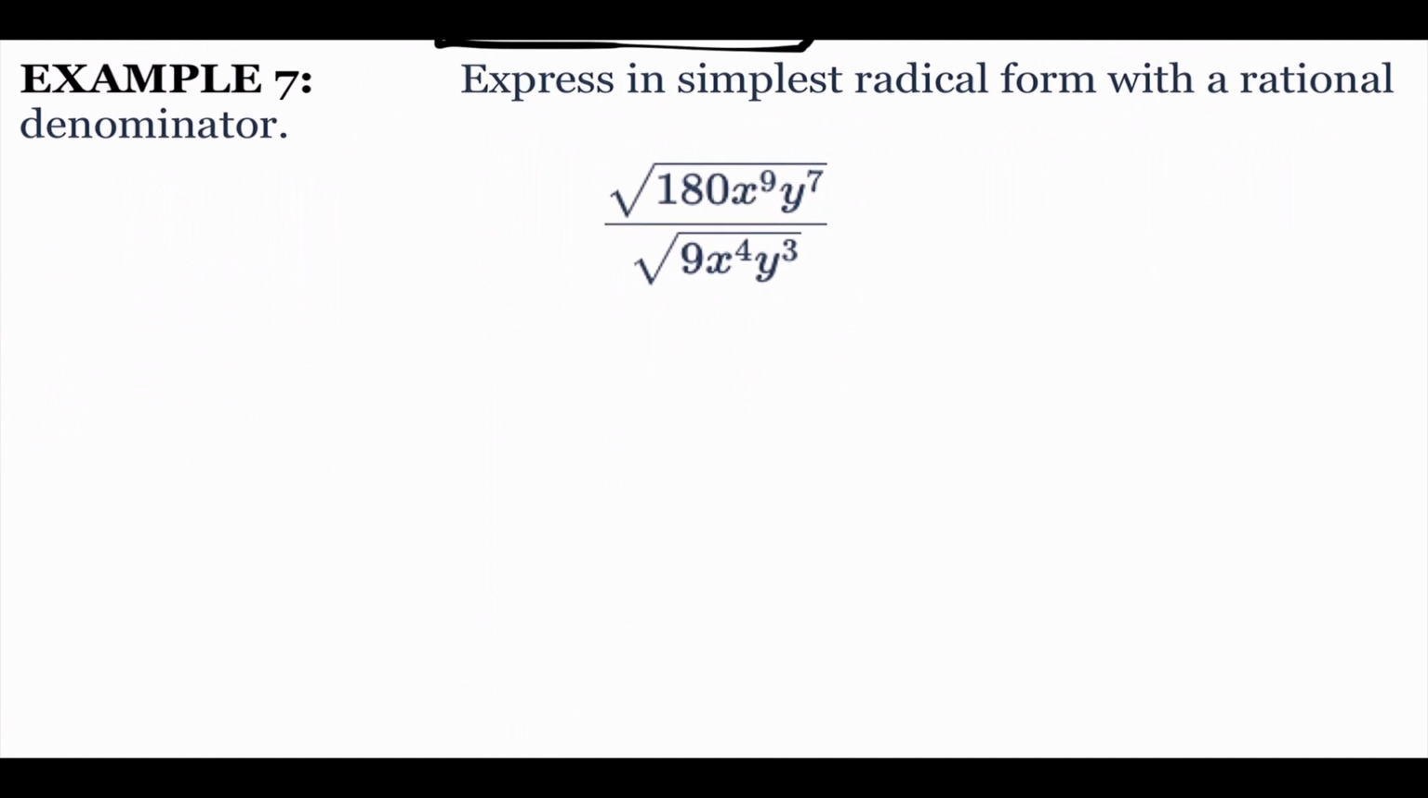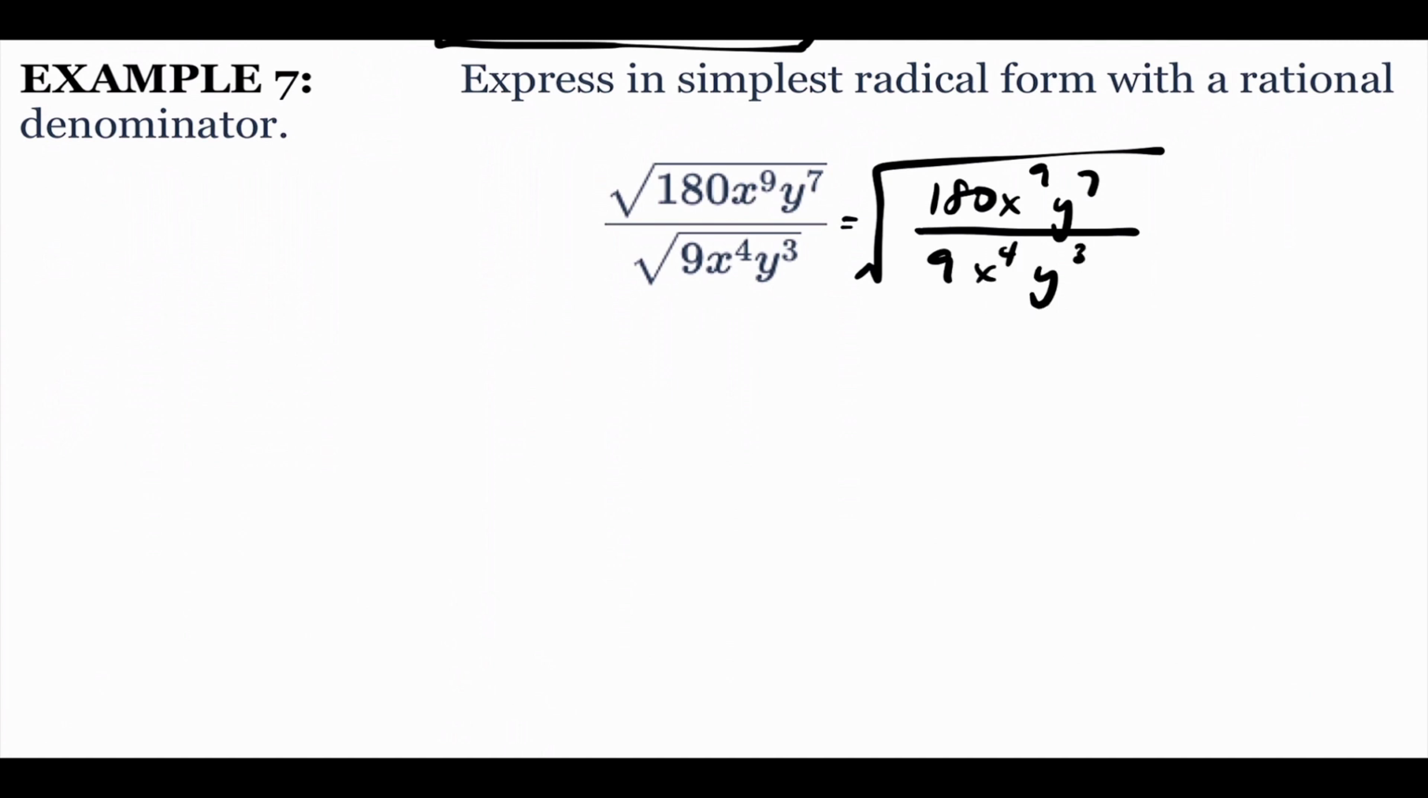Well, for division, first thing you're going to do is same thing I did for multiplication. Put them all under the same square root. Okay. So before I do my factoring, I need to divide first. 9 goes into 180 how many times? 20.